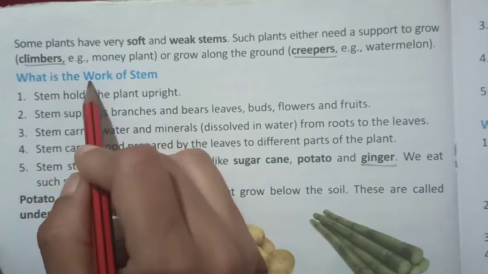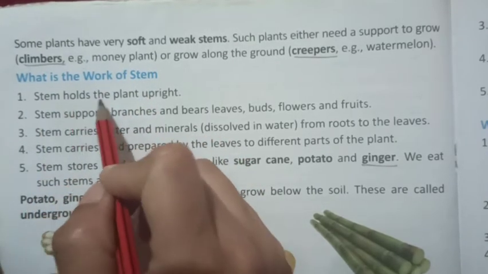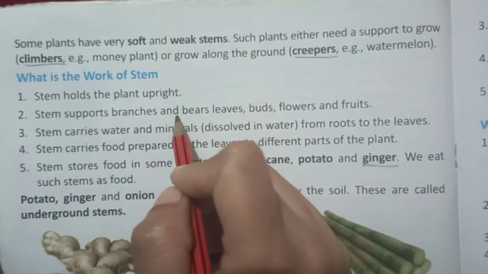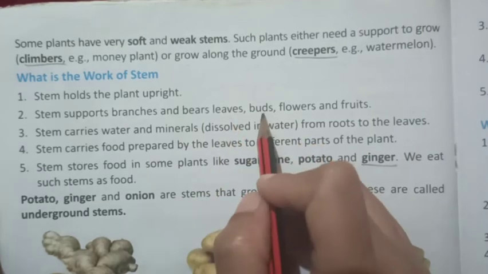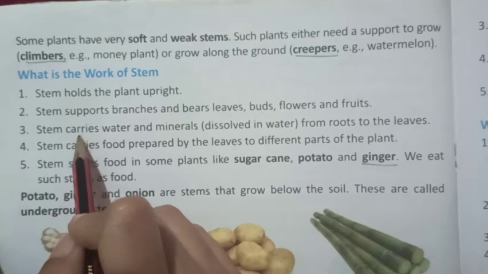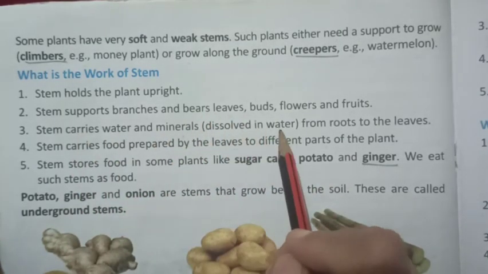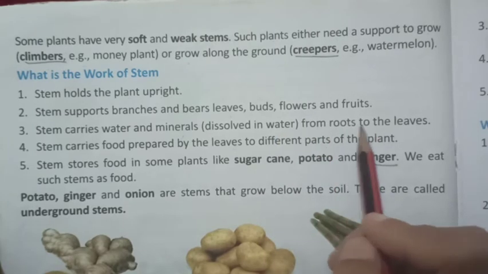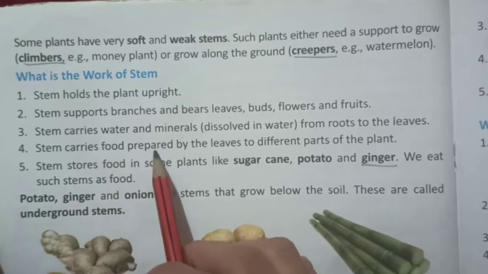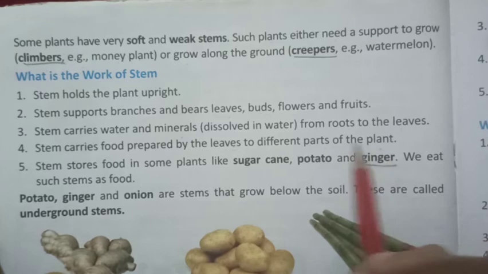What is the work of stem? Stem holds the plant upright. Stem supports branches and bears leaves, buds, flowers and fruits. Stem carries water and minerals that are dissolved in water from roots to the leaves. Stem carries food prepared by the leaves to different parts of the plant.